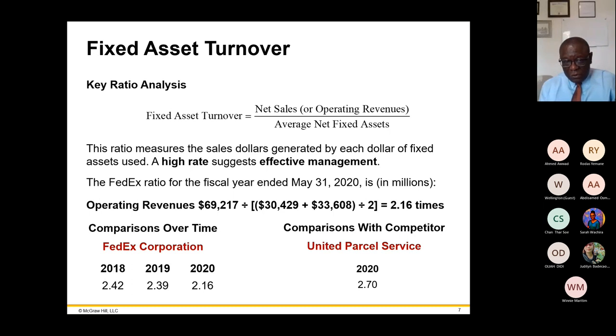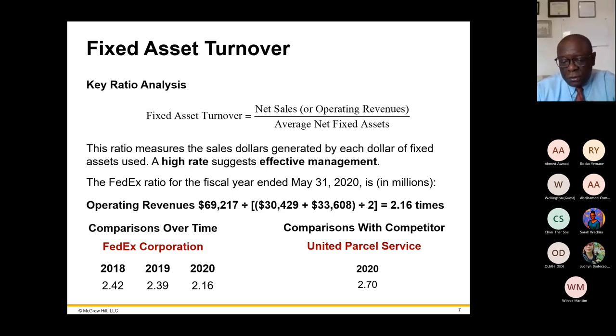So you can see two stages now. First of all, we have to get to net fixed asset for January, beginning of the year, and net fixed asset at the end of the year. We don't use the cost, we don't use the gross. So now you add the two together and divide by two, and we have the average net fixed assets. So that ratio measures the sales dollar generated per each dollar of fixed asset used.